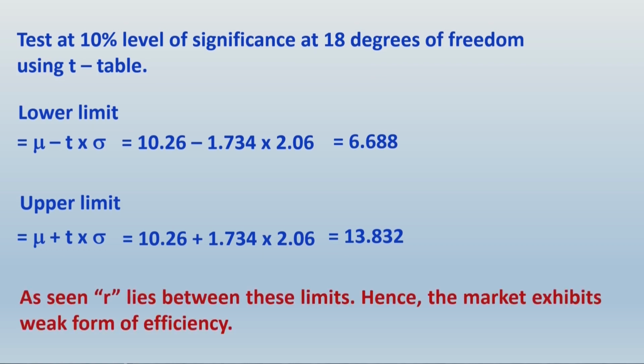Let us conclude that we can say as seen R lies between these limits, hence the market exhibits weak form of efficiency. So we can say because R is lying between the upper and lower limit, your assumption that markets are weak is holding good, and finally concluded that the market is exhibiting the weak form of efficiency. So note down this whole thing, and that will be end of the solution.